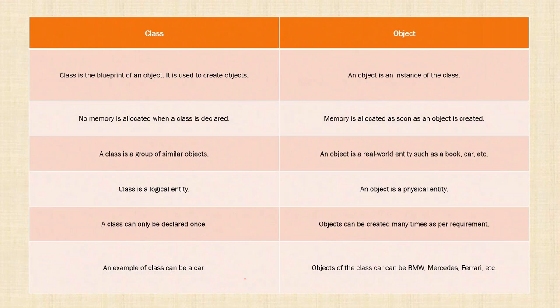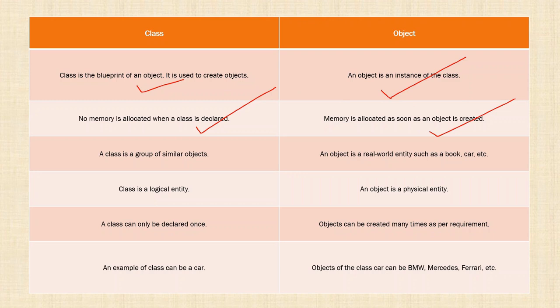So, the difference between class and object. At last we'll discuss what is the difference between class and object. So class is a blueprint of an object. It is used to create objects. Okay, and an object is an instance of a class. No memory is allocated when the class is declared. So at the time of class declaration, there will be no memory allocation. Memory is allocated as soon as the object is created.